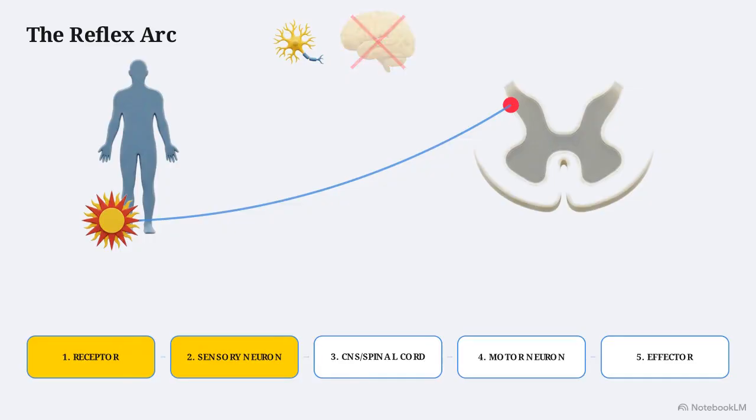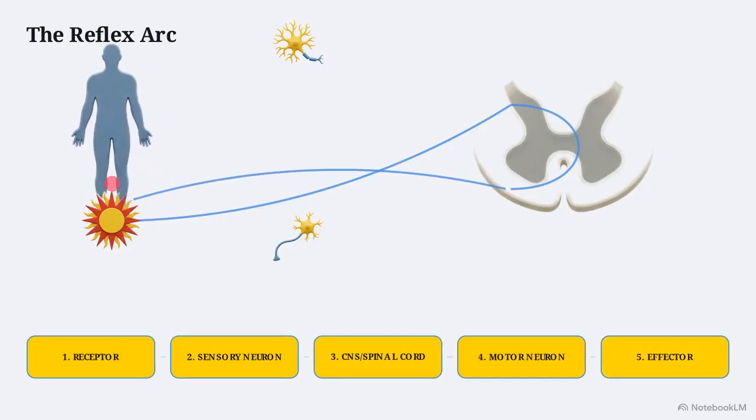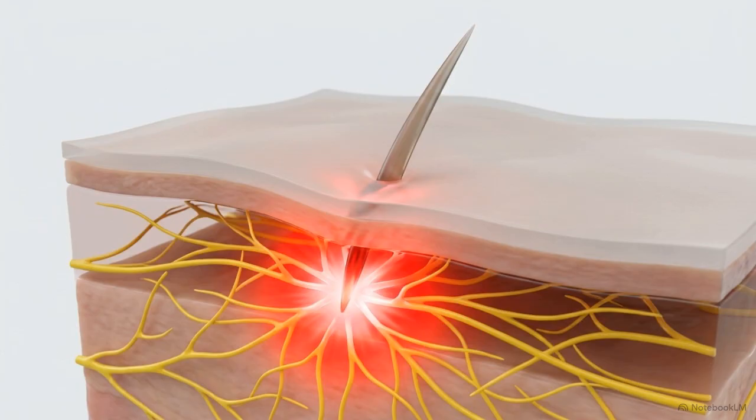That signal travels straight up the arm through the sensory neuron. To save time, this signal entirely bypasses the brain. It routes directly into the spinal cord's gray matter and immediately triggers an outgoing motor neuron through the ventral root. That motor neuron delivers the command straight to the effector muscle, causing your arm to contract and pull away from danger. The reflex arc prioritizes immediate survival.